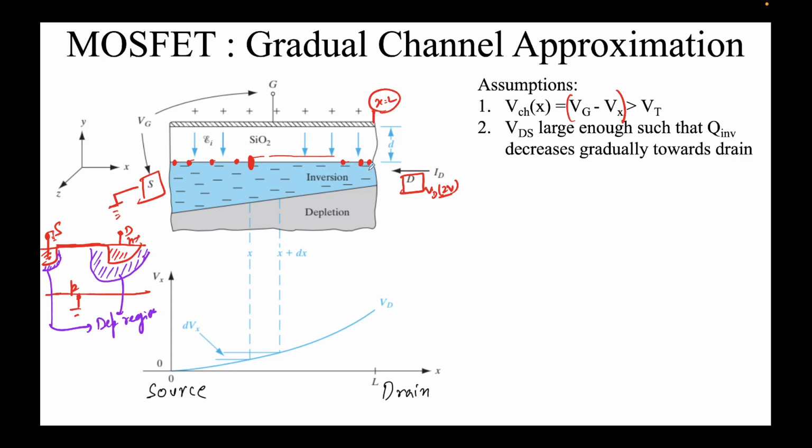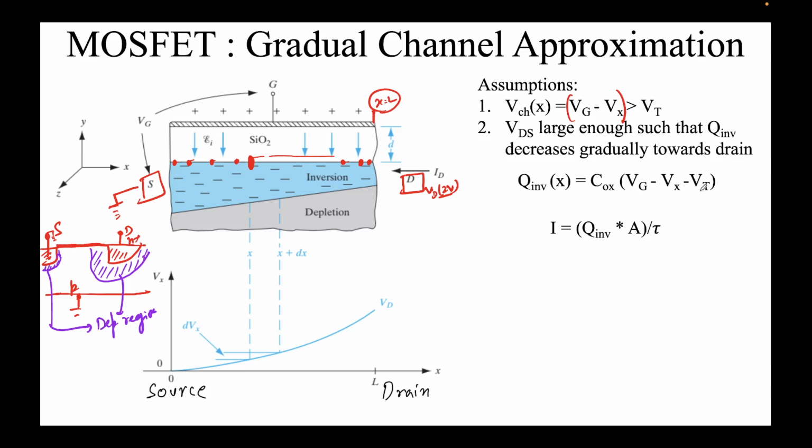That's it. And as we saw in the previous slide, Q inversion was Cox (Vg minus Vt). Why? The Vx term was not there, the channel potential. We assumed that, because Vd was so low, it was negligible compared to Vg and Vt. Here it's not the case. Vx can be significant compared to the Vg minus Vt terms. So hence Q inversion looks something like this.